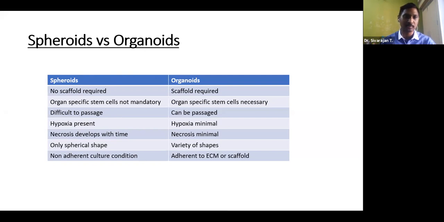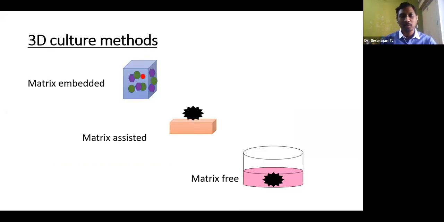Now, what are the types of 3D cultures that you can work with? So one is matrix embedded, where you embed the cells within the matrix and make shapes out of it. The other method is matrix assisted, where you make a matrix scaffold, and then the cells will come and attach to it. And the third is matrix free, where you form spheroids basically.